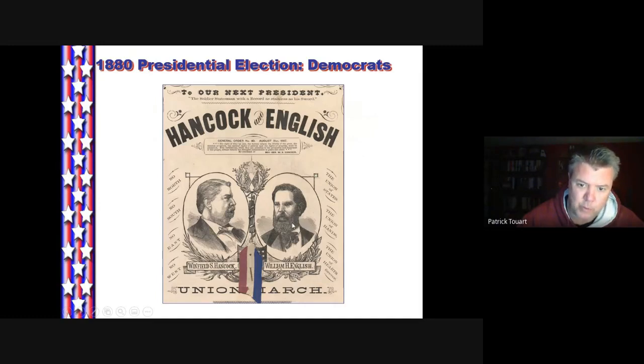Now, the Dems have a really good opportunity to win here because they run a Union hero, General Hancock, who had been a nominee back in '76, and also a nominee in '72. The Dems have been kicking his name around for a while. He was a hero of the Battle of Gettysburg, and no doubt a U.S. hero. Plus, it's now 15 years after the Civil War. The bloody shirt's kind of fading, and it looks like they might be able to secure a victory if they can win enough northern states, because obviously they're going to win the South.